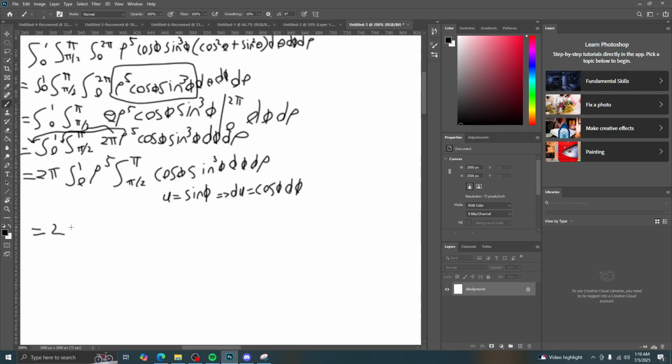And that's going to be, so that means that the whole thing's going to be 2 pi. Actually, let me fix the bounds real quick. That's my bad. All right. So u is sine phi, which means that we're plugging the bounds in.